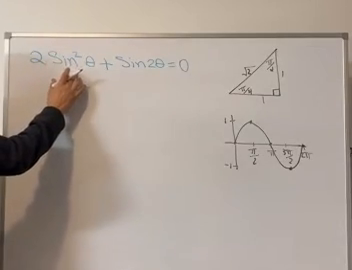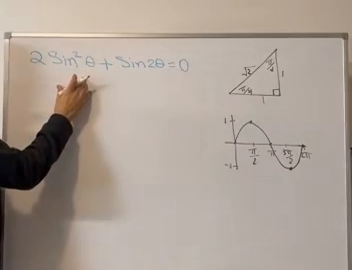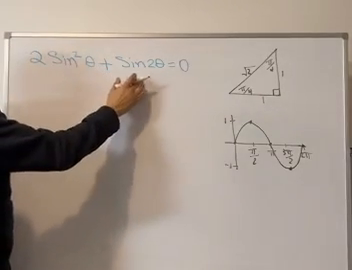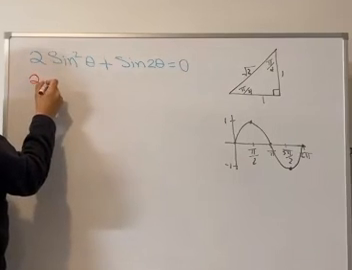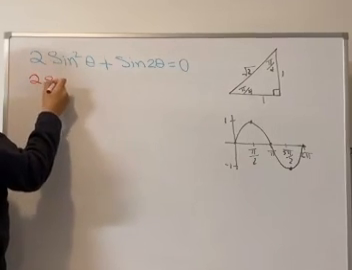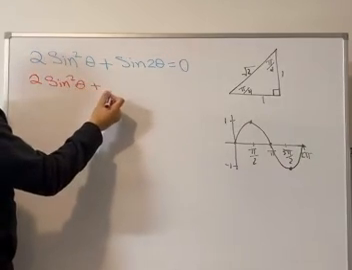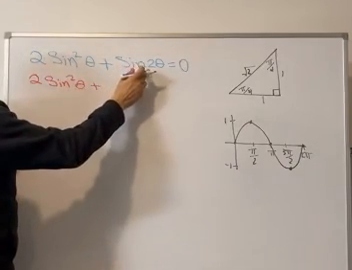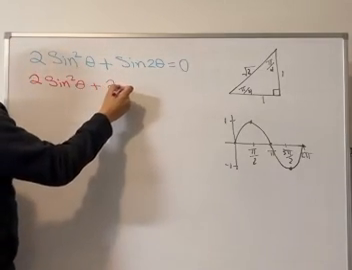2 sine squared theta plus sine 2 theta equals 0. And they want you to solve this. Students look at this and they don't know where to go, but you should know to do this. 2 sine squared theta plus, change the sine 2 theta to its identity. The identity for sine 2 theta is 2 sine theta cos theta.